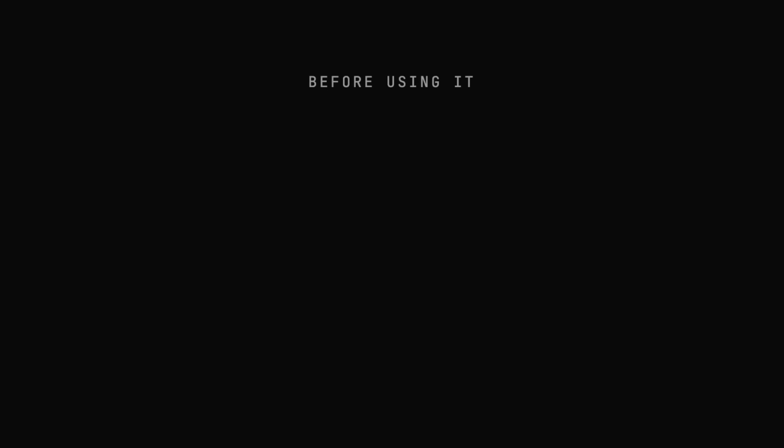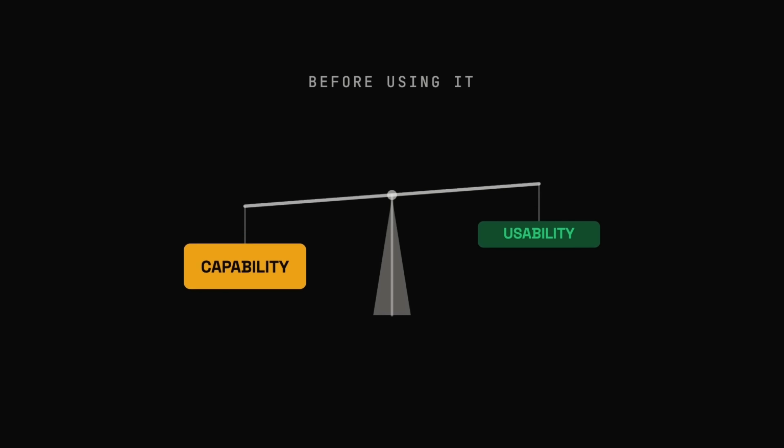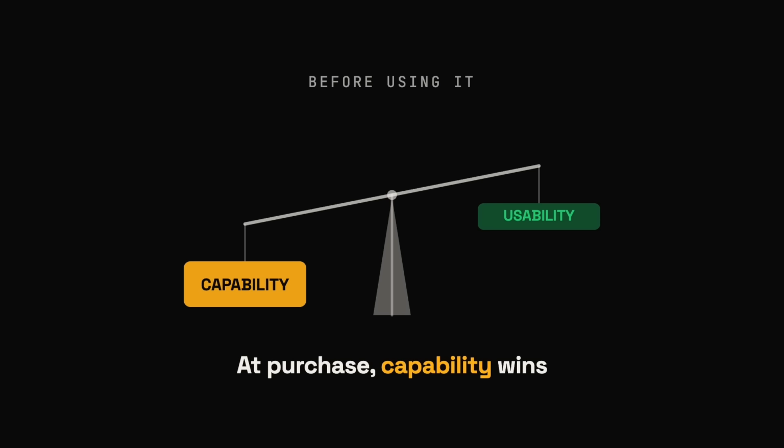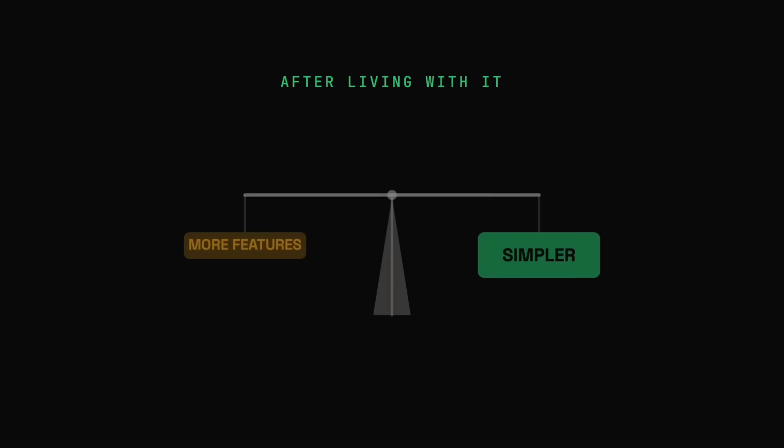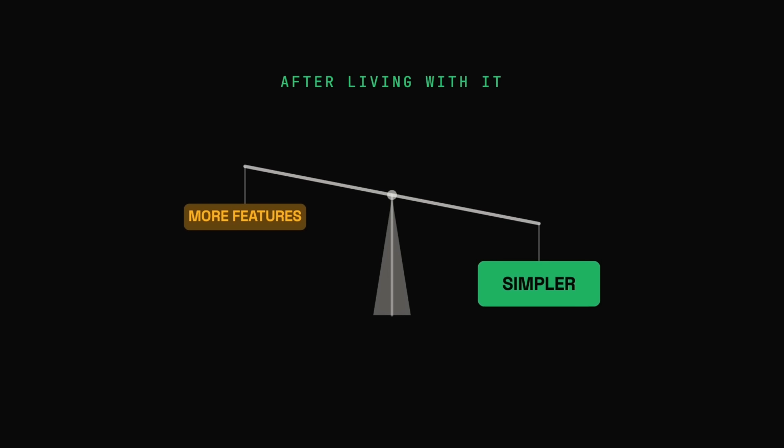Before using the products, people gave more weight to capability over usability. And eventually they chose the feature-rich models even while predicting that those would be harder to use. After living with their choice, their perspective flipped. Most of them preferred the simpler model that they had passed over originally.